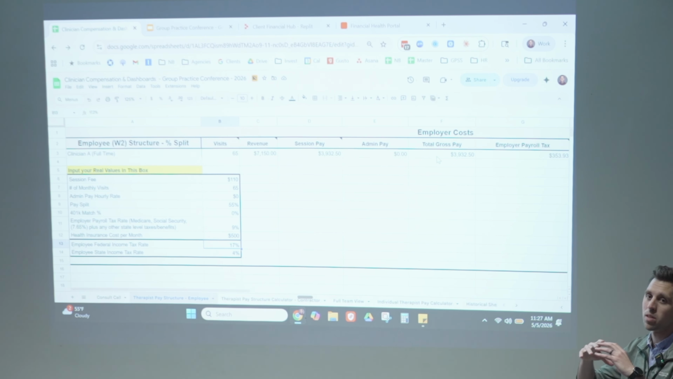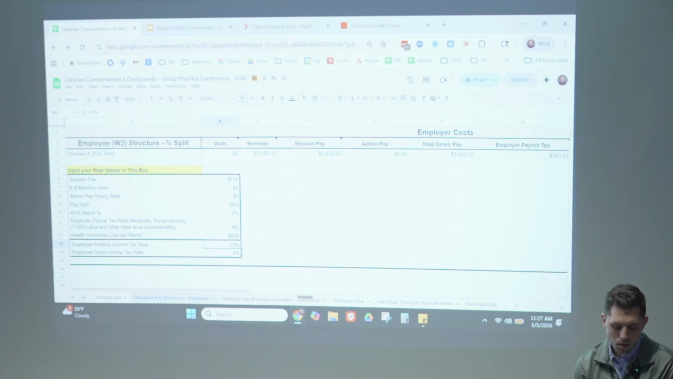I'm going to show you a full team view in a second, but this is just one clinician. What is it going to cost to bring them in, to pay them all the things, and then what's left over? All right, we're good? All right. There's also a version for contractors.